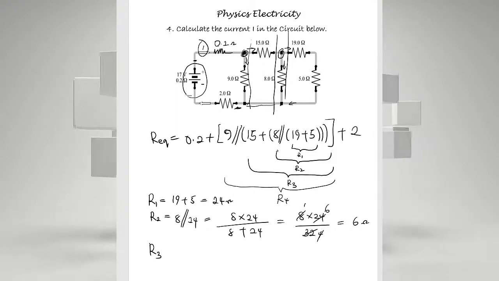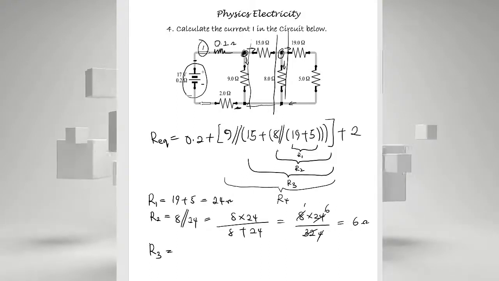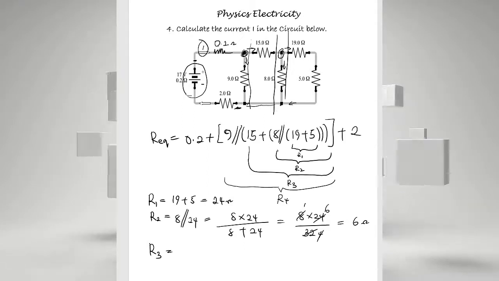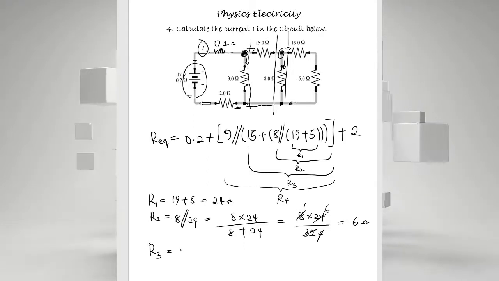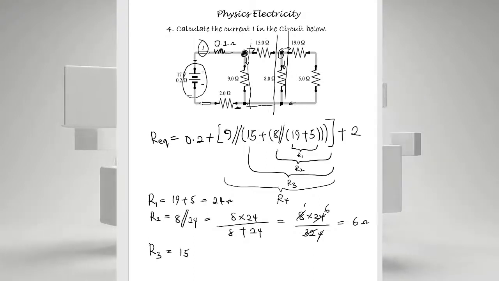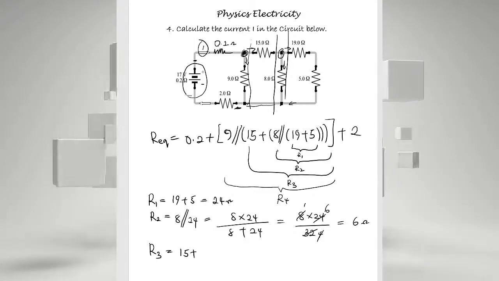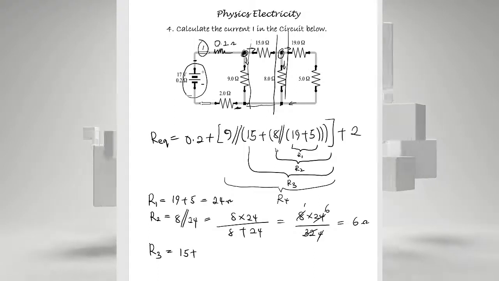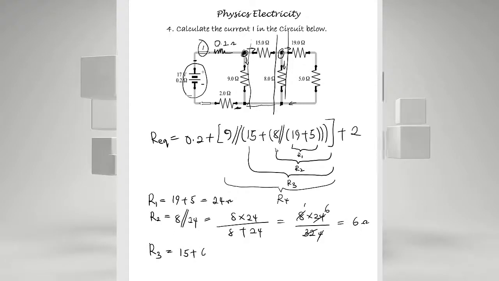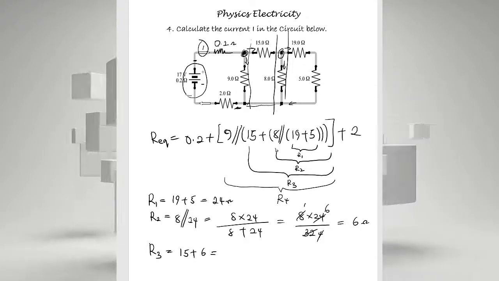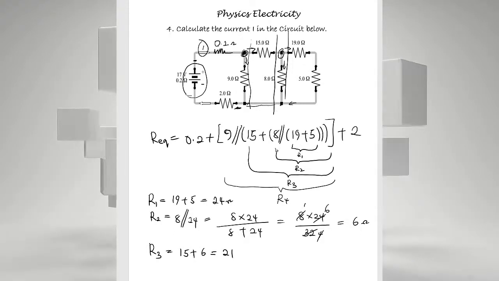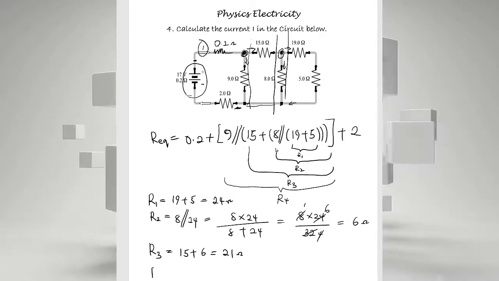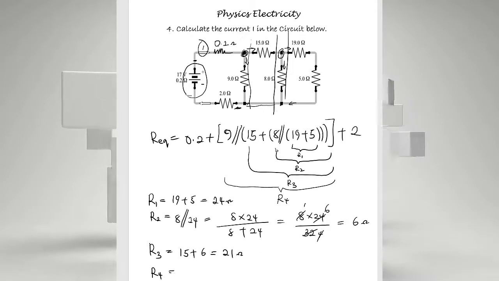R3 is equal to 15. Look at R3: it is 15 in series to the remainder of the circuit. So that will be 15 plus the equivalent of the remainder of the circuit, which is 6 ohms, because we've already said that the remainder of the circuit equivalent is 6 ohms. So that will be 15 plus 6, which is equal to 21 ohms. Then we can go ahead and solve for R4.